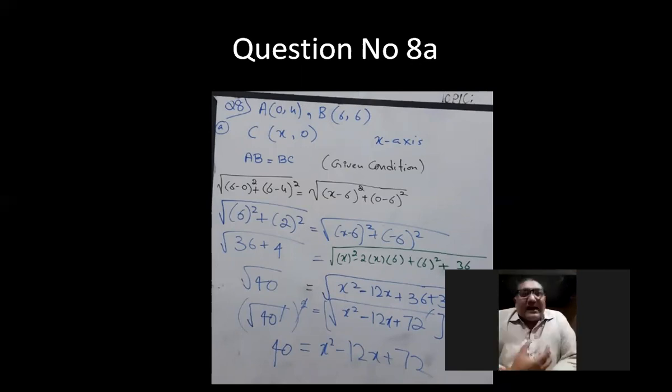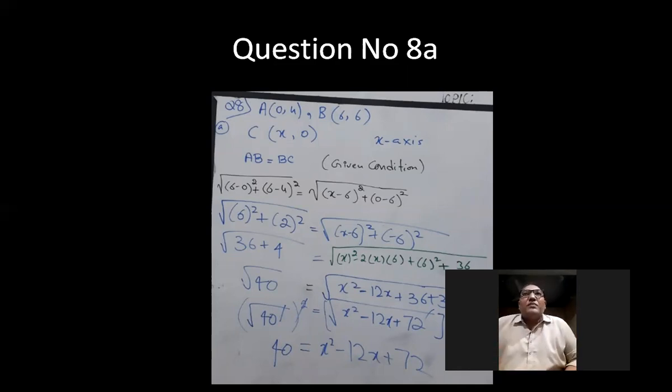Whenever any point is on the x-axis, the y coordinate will be 0. Any point which is on the x-axis, its y coordinate will definitely be 0, and the x coordinate we don't know. We will try to find this out. The given condition is that the AB length is equal to the BC length.